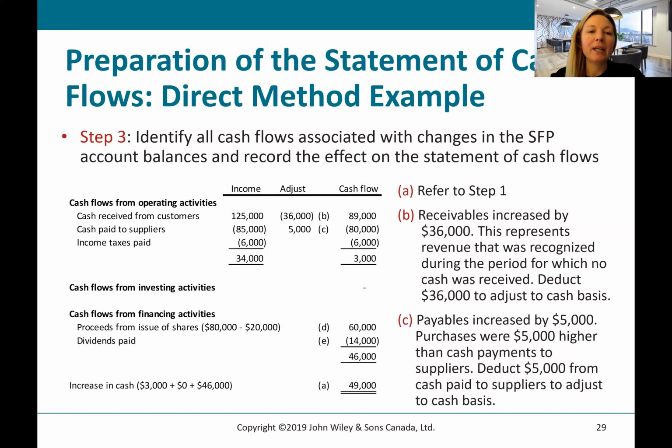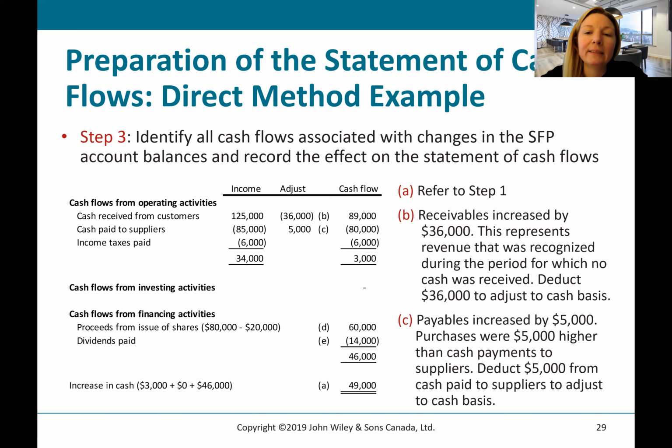So step number 3, identify all cash flows associated with changes in the statement of financial position account balances and record the effect on the statement of cash flows. So you can see we took those numbers right off of the income statement, and now we're going to adjust them for changes in the statement of financial position. So we've taken our income statement numbers, and now we're going to say, well, what does the statement of financial position tell us about those same type of transactions?